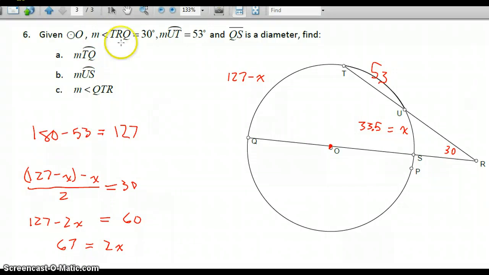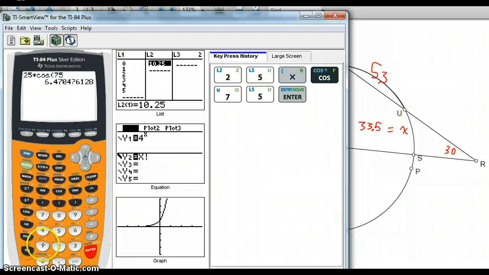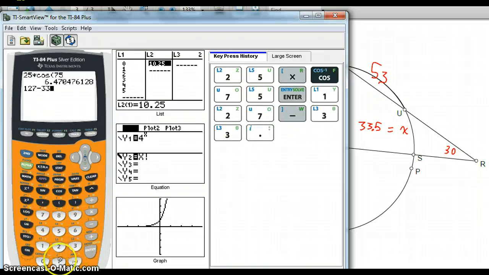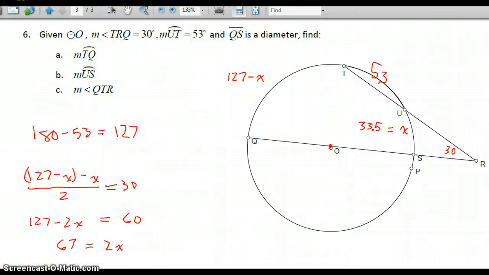T to Q is what we're asking for, which is 127 minus 33 and a half, which is, oh gosh, help me, 127 minus 33 and a half. This is faster. All right, 93.5. Laugh if you want. I might as well write that here too: 93.5. US I already did. That's 33.5.